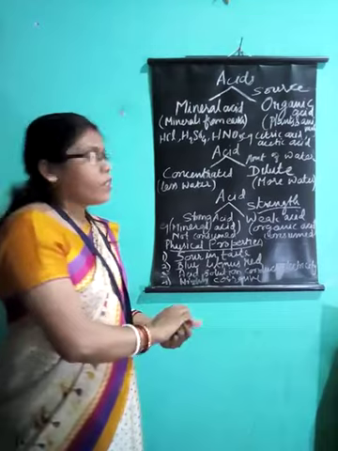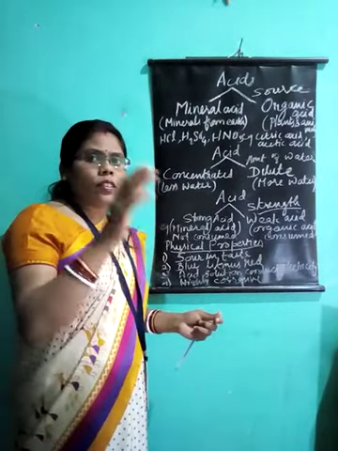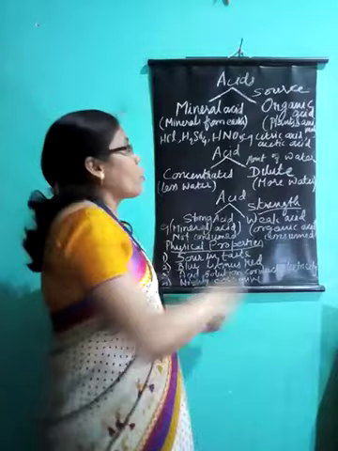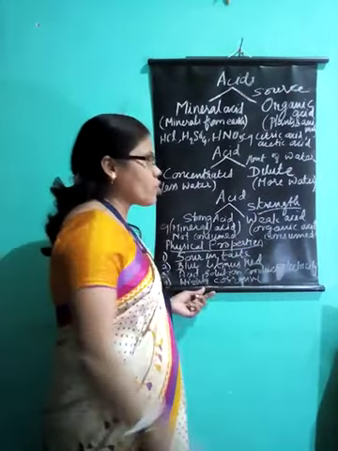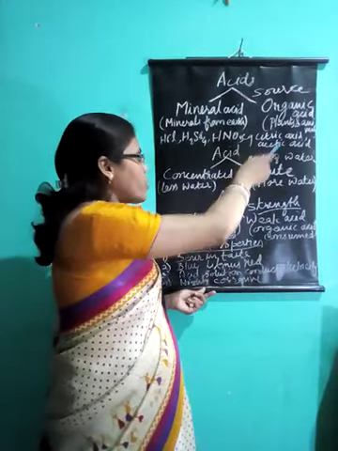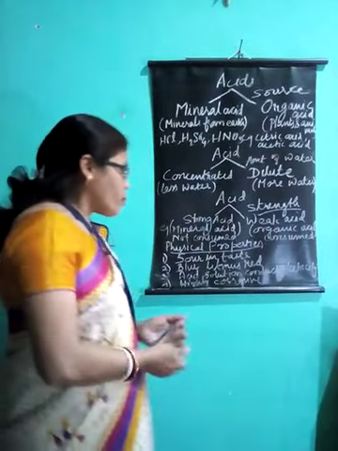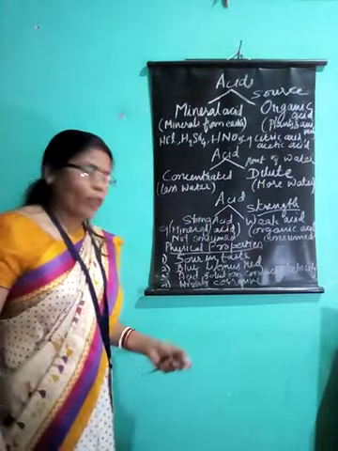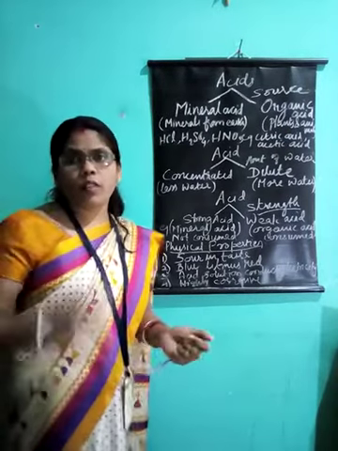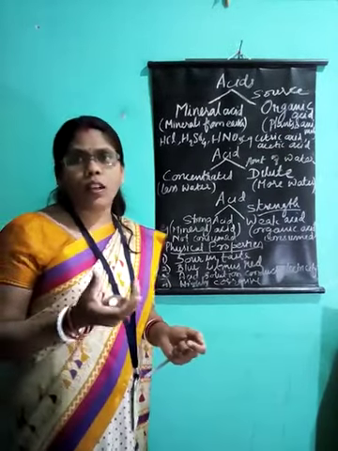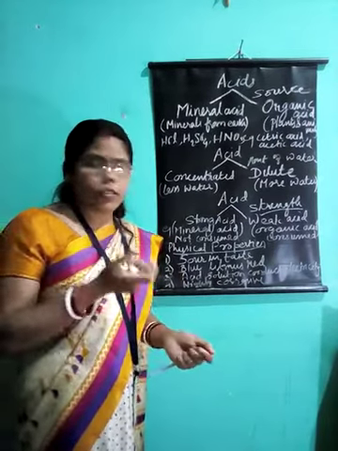So, overall, acids are divided depending upon the source, depending upon the amount of water, and depending upon strength into different types, that is mineral acid, organic acid, concentrated, dilute, strong and weak. Now, coming to the physical properties of acids. Acids, as you have studied before, you have also tasted. How does lemon or a fruit taste? It tastes sour.